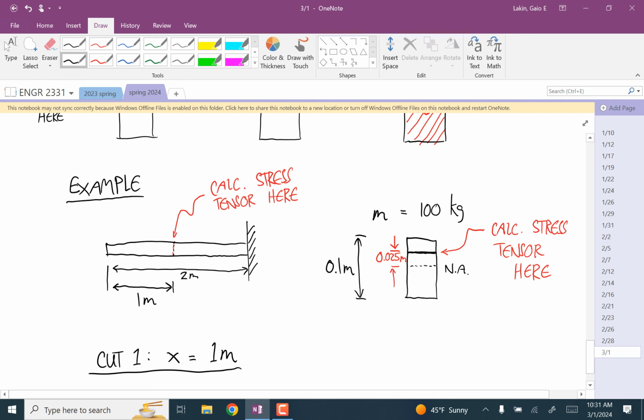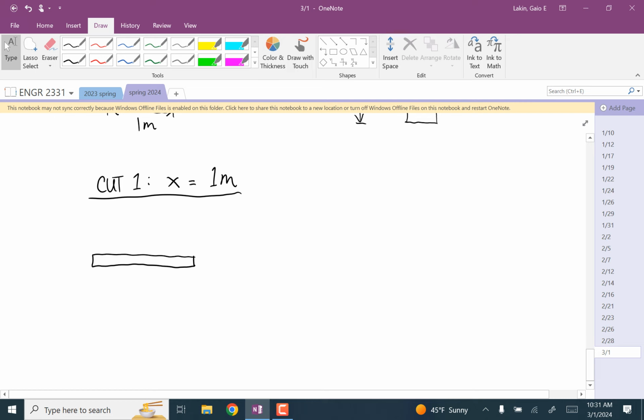This is half of the beam, so the weight force is just going to be half of 981, half of the total weight, and it's going to act right at the middle. So this is 490.5. And then we have tension, shear force, and bending moment. Anybody have any questions about my setup on this?